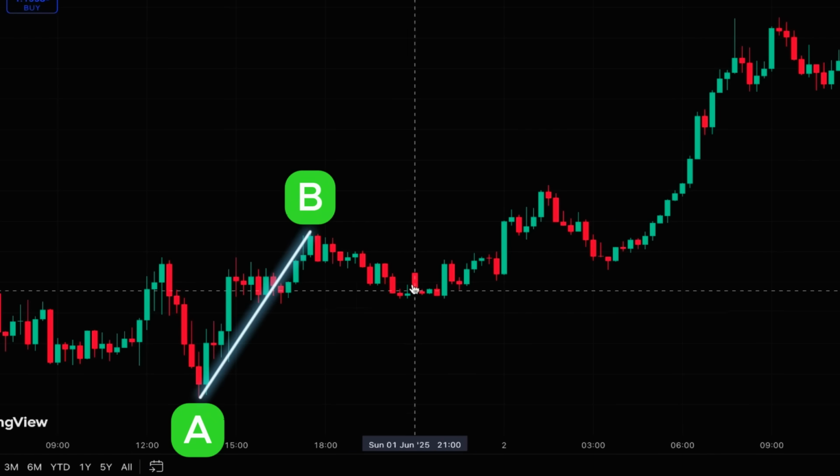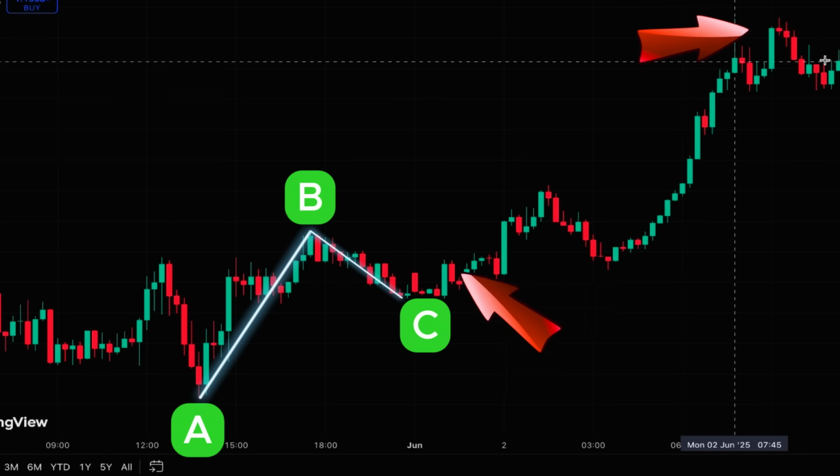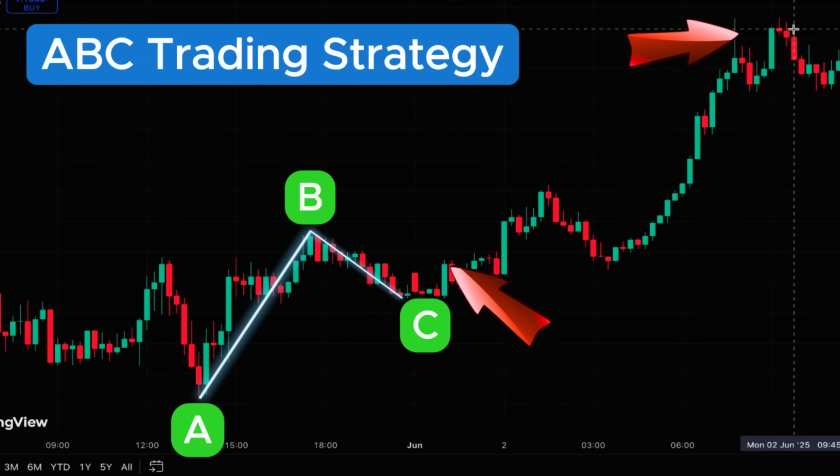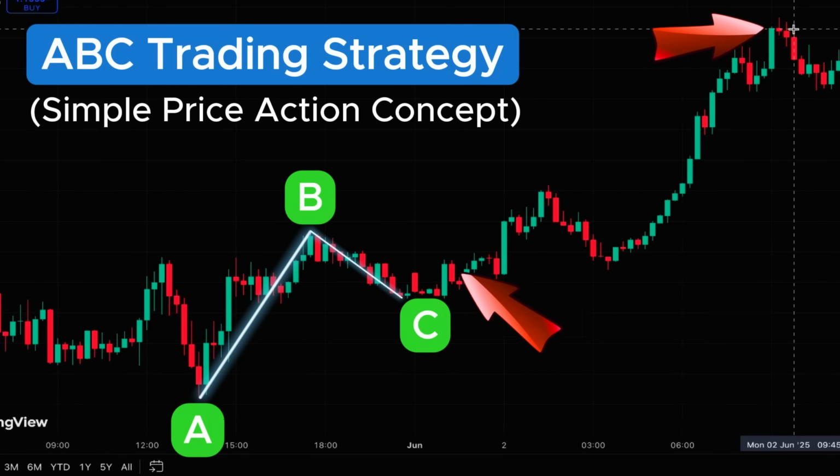A, B, C, enter a trade and take your profit. This is ABC trading strategy, or some traders call it 1, 2, 3 strategy, and it is built based on a very simple price action concept.